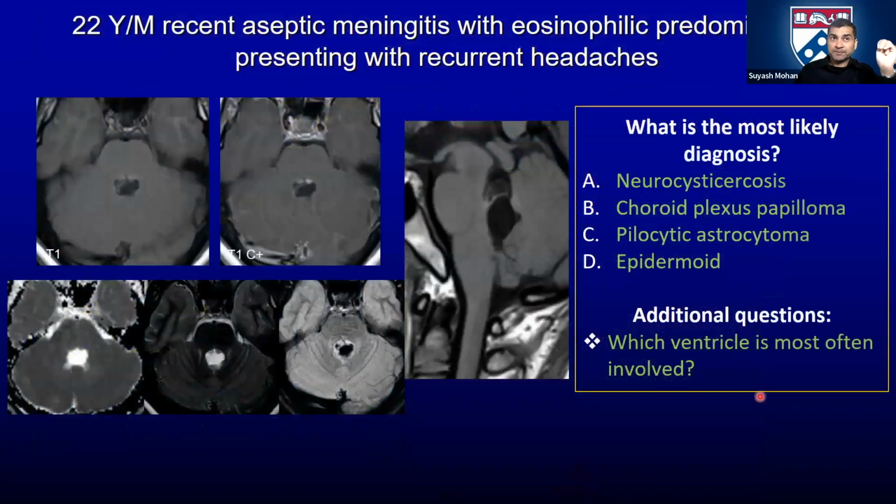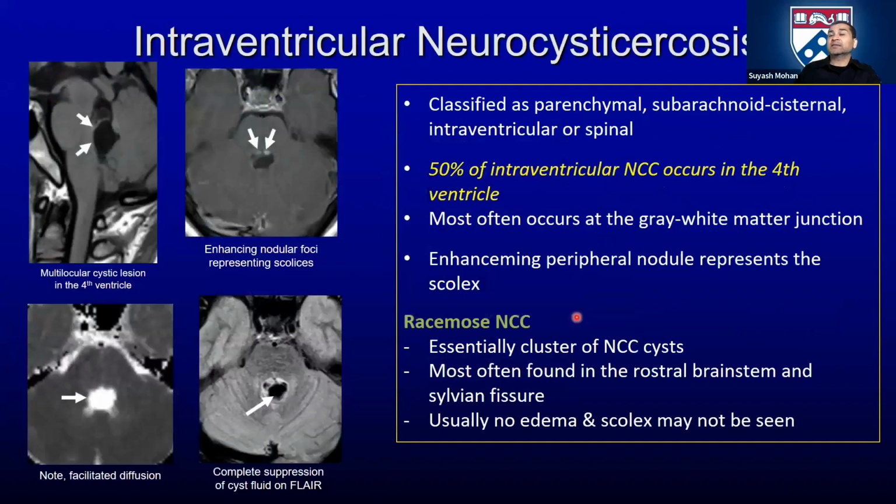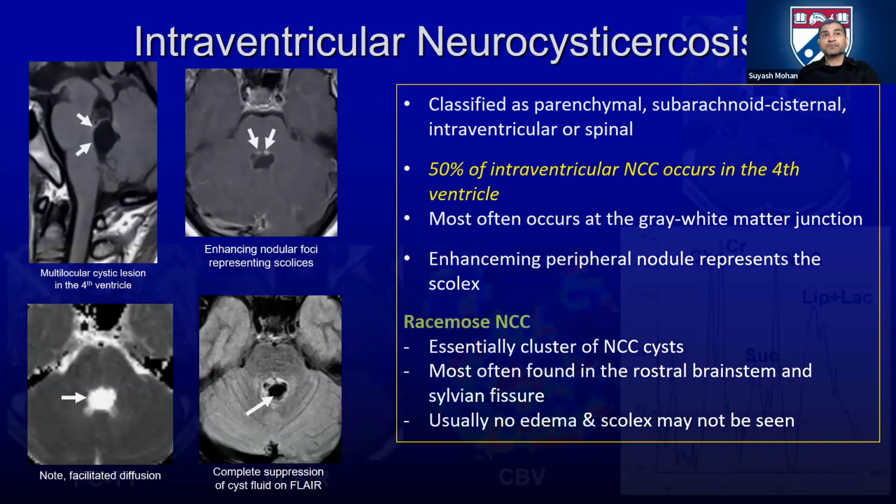So these two things. Now, sometimes these cysts can be intraventricular, right? Intraventricular. And this is a case of a neurocysticercus or a cysticercal cyst. Notice you can see these cyst walls in the fourth ventricle, right? And this is intraventricular neurocysticercosis.